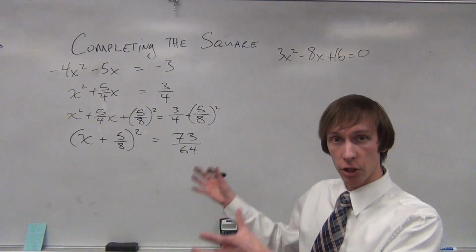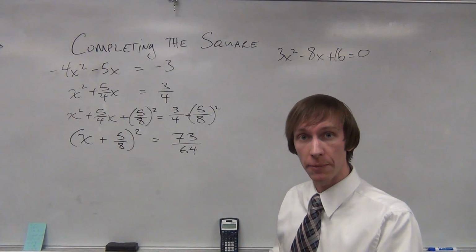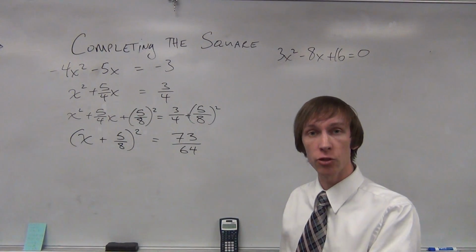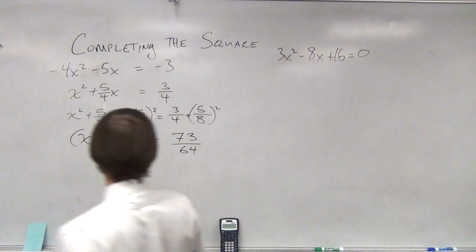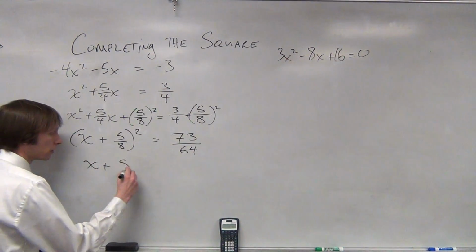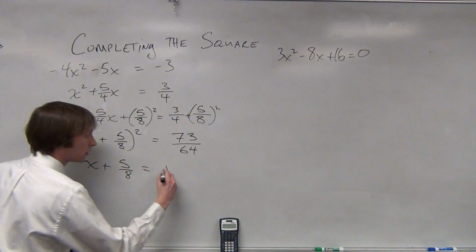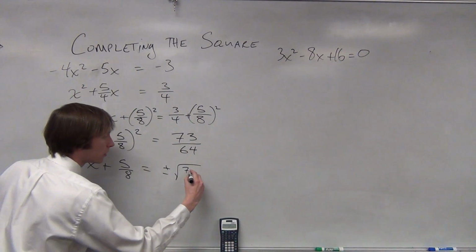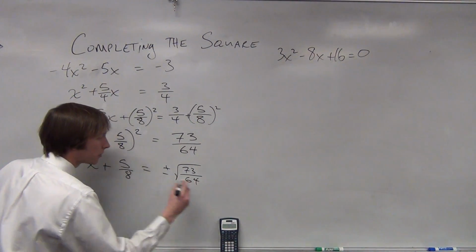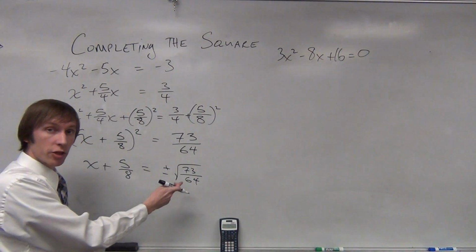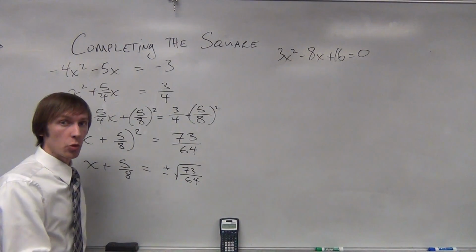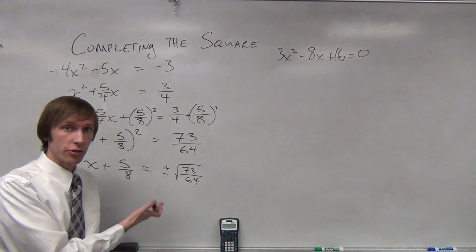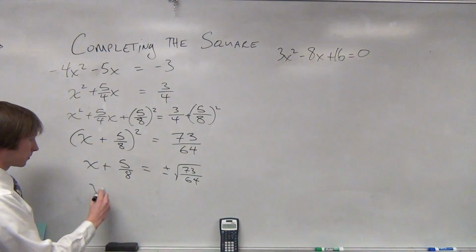Now to continue this, we'll take the square root on both sides, keeping in mind that we are solving an equation. So when we take square roots, we have a positive and a negative root over here. All right. This radical, we can simplify a little bit. Basically, the square root of 73 is just the square root of 73, but the square root of 64 we know is 8.